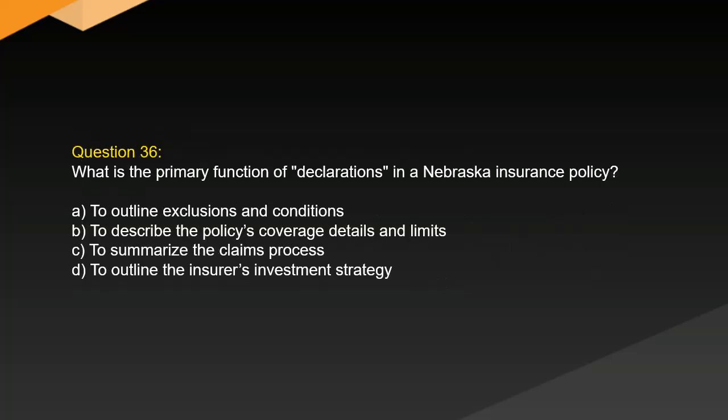Question 36. What is the primary function of the declarations of a Nebraska insurance policy? A. To outline exclusions and conditions. B. To describe the policy's coverage, details, and limits. C. To summarize the claims process. D. To outline the insurer's investment strategy.